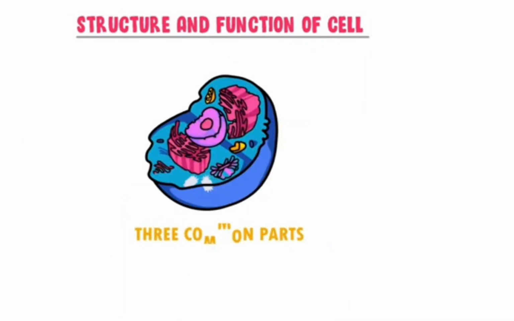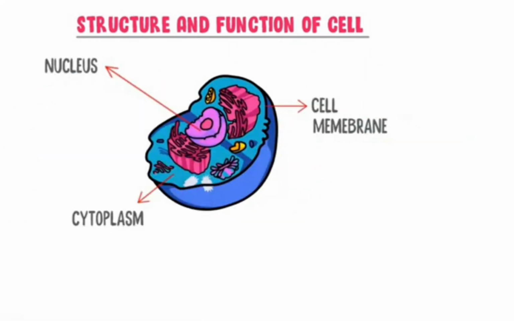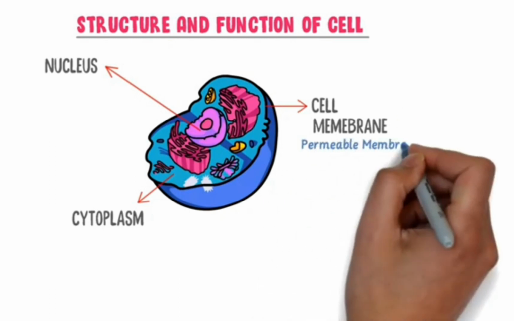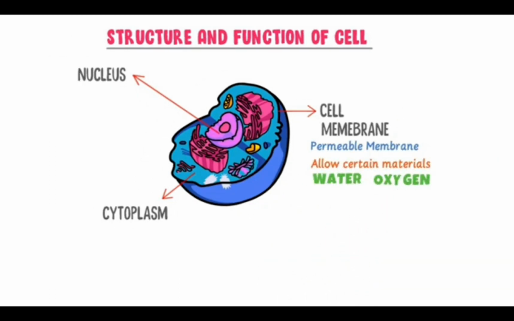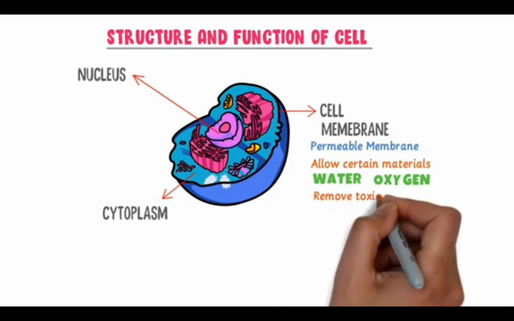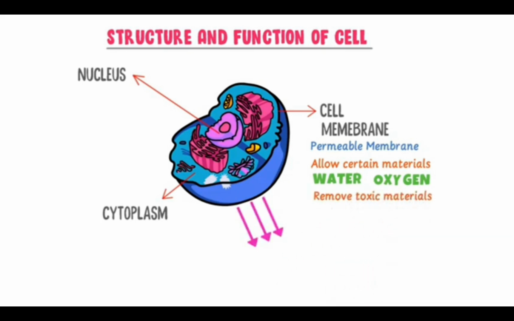Let's see the structure and function of a cell. There are three common parts that exist in any cell, that is cell membrane, cytoplasm and nucleus. Now what is cell membrane? It is the selective permeable membrane which allows certain materials to pass through them.